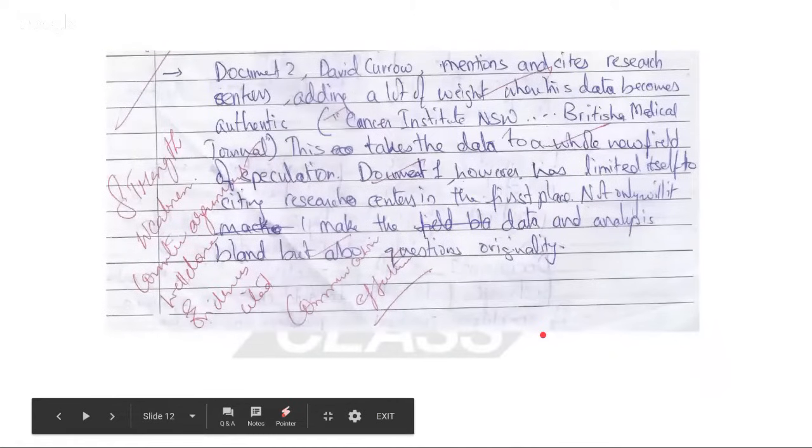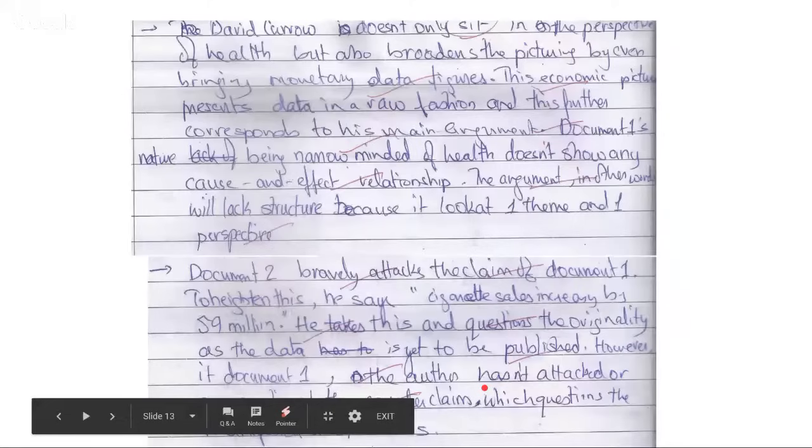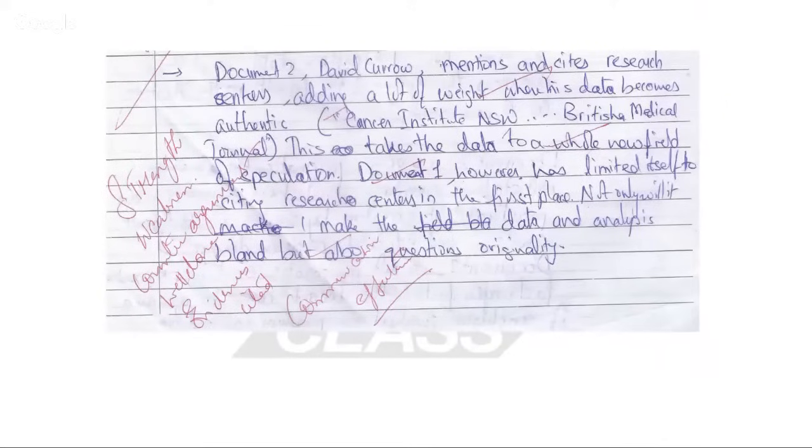Next, document 2, David Kuro mentions and cites research centers, adding a lot of weight where his data becomes authentic. Reference. This takes the data to a whole new field of speculation. Document 1, however, has limited itself to citing research centers in the first place. Not only will it make the data and analysis bland, but also questions originality. This is what I mean by what I said in the beginning of interrogating evidence. You need to actually say whether the source is strong. And if the author has done that here, then you're good, basically.